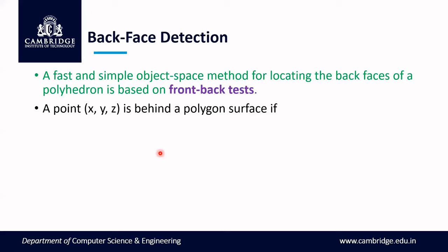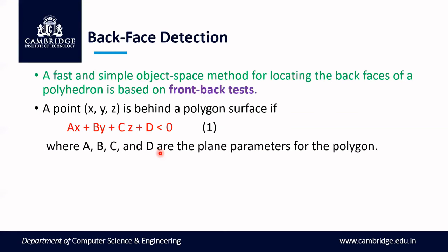A point xyz is behind a polygon surface if ax plus by plus cz plus d is less than 0, where a, b, c, d are the plane parameters for the polygon. So we have already checked that also, right? The convex and concave polygons. What happens if it is a convex polygon? What happens if it is a concave polygon?